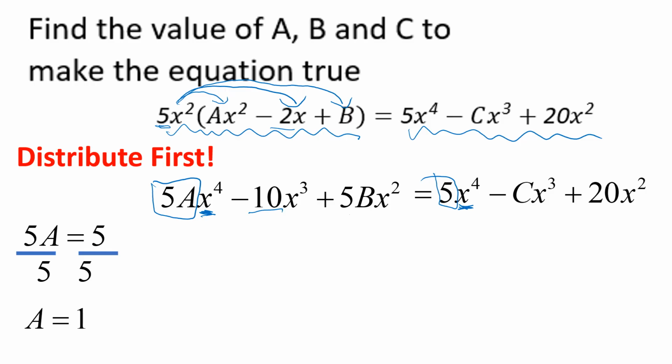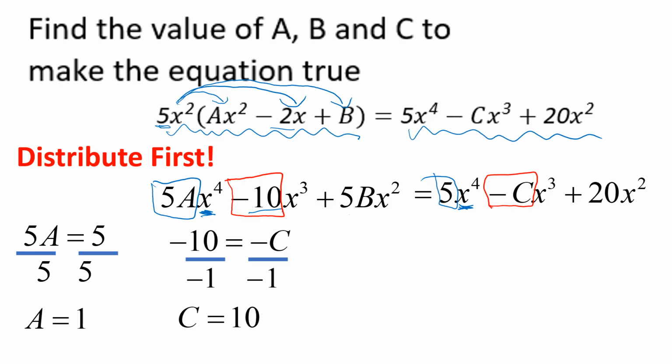Now I'm going to take another look at it. The stuff in front of my x to the 3rd, which is negative 10, has to equal the stuff in front of my x to the 3rd here, which is negative c. And remember, I'm going to take the sign with it. So in both of these, I took the negative sign with it. So now I know that negative 10 has to equal negative c. But I want to solve for c, so I'm going to have to divide by negative 1, and I know that c has to equal 10.